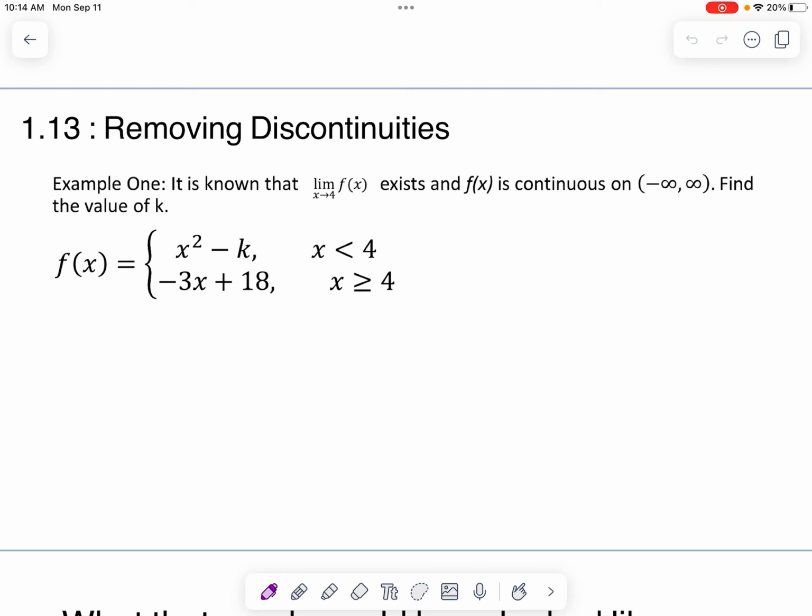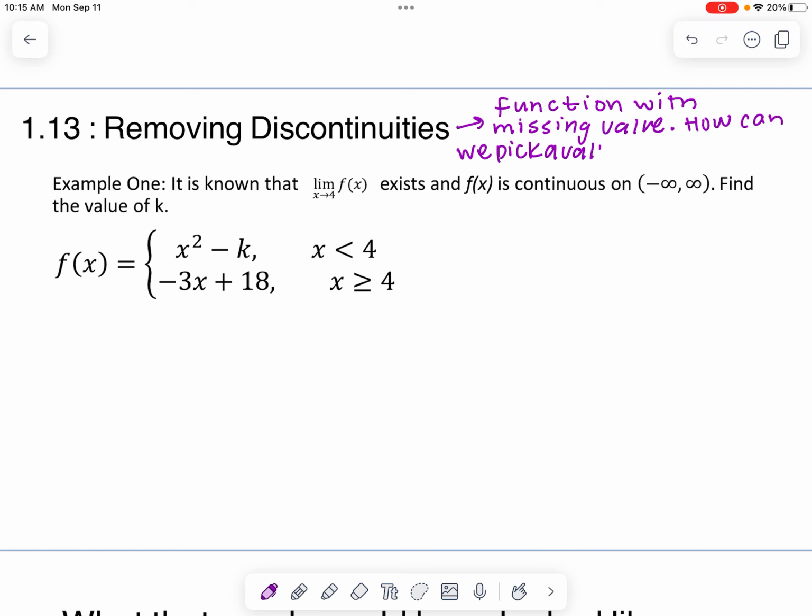Today we're talking about removing discontinuities. And the big idea behind removing discontinuities is we have a function, normally a piecewise function, with a missing value. And we want to figure out, well, how could we pick a value that would make our function continuous? And so that is the big idea.